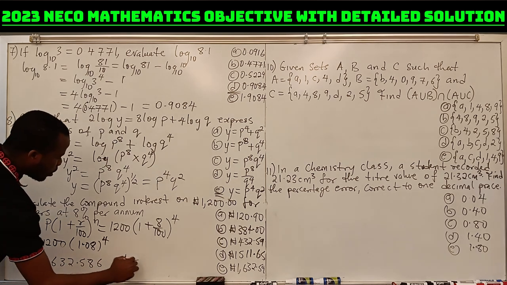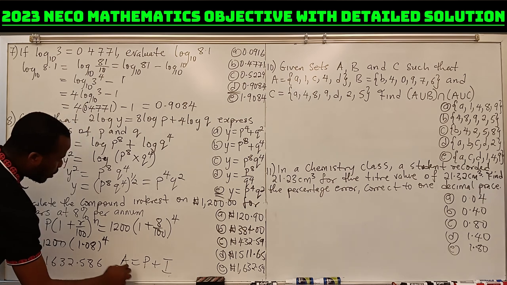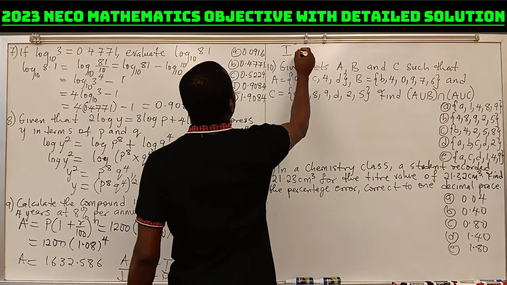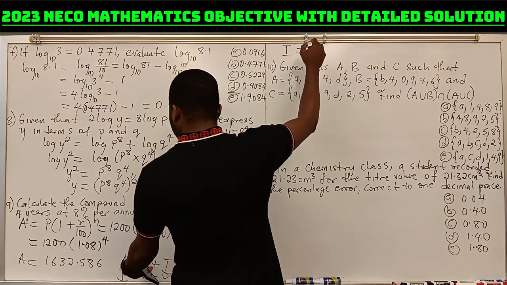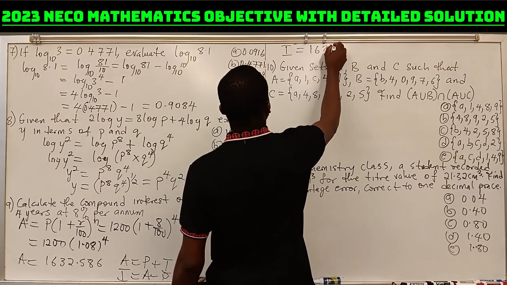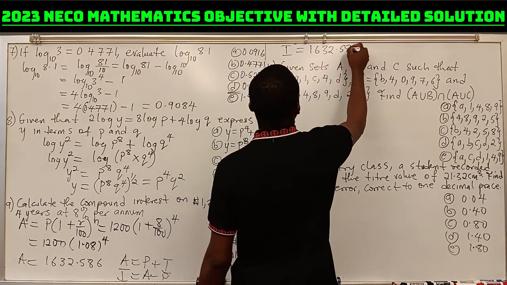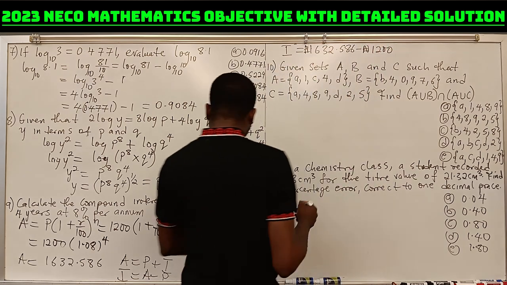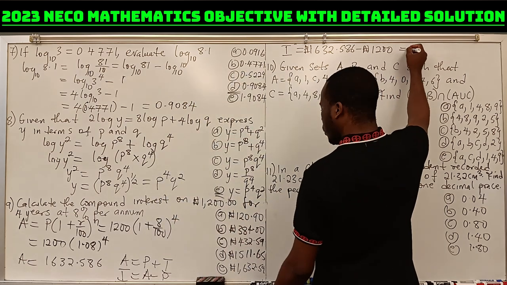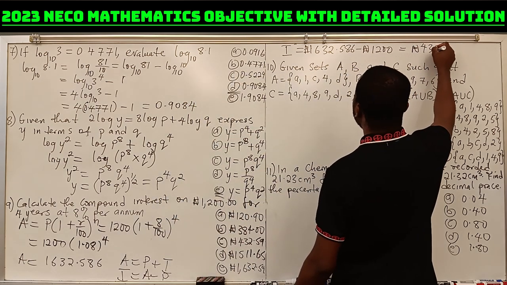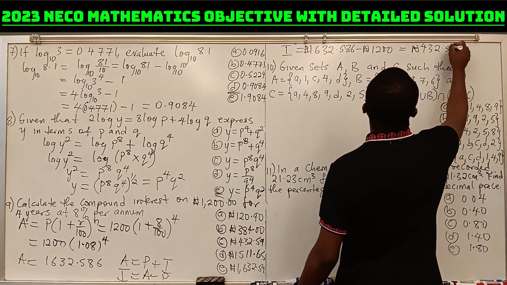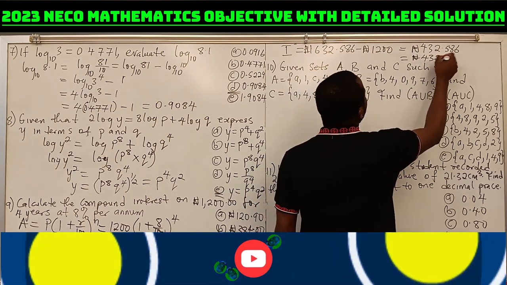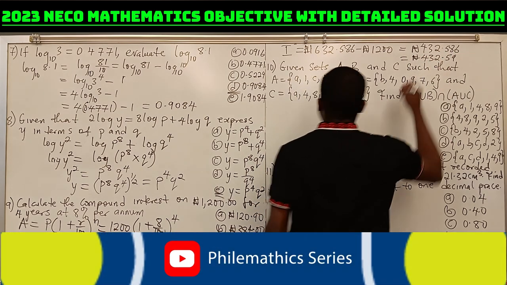But you know that amount is principal plus interest. And so our interest will now be amount minus principal. So to find the interest, the compound interest will be, the amount is 1632.586 minus 1,200. If we subtract, we should get 432.586. If we approximate this, this will be 432.59, which is C.